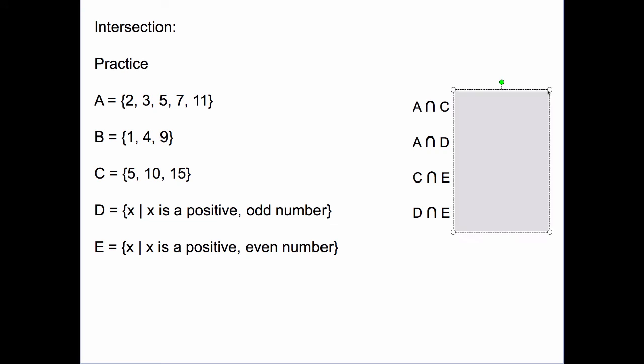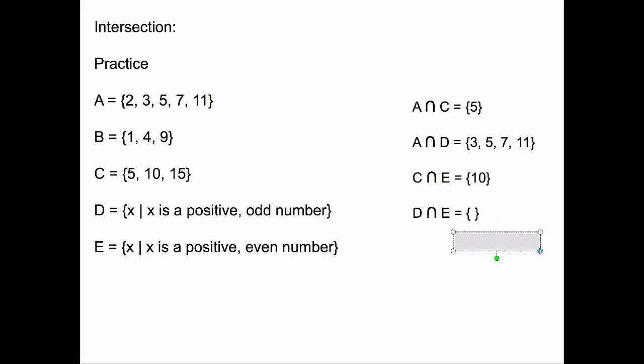Okay, A intersect C, that's just 5. 5 is the only number that those two sets have in common. A intersect D, well, that's 3, 5, 7, and 11. So what that really is going to be is all of the odd members of set A. C intersect E, well, the only number that they share in common is 10. 10 is a positive even number, but 5 and 15 are not.